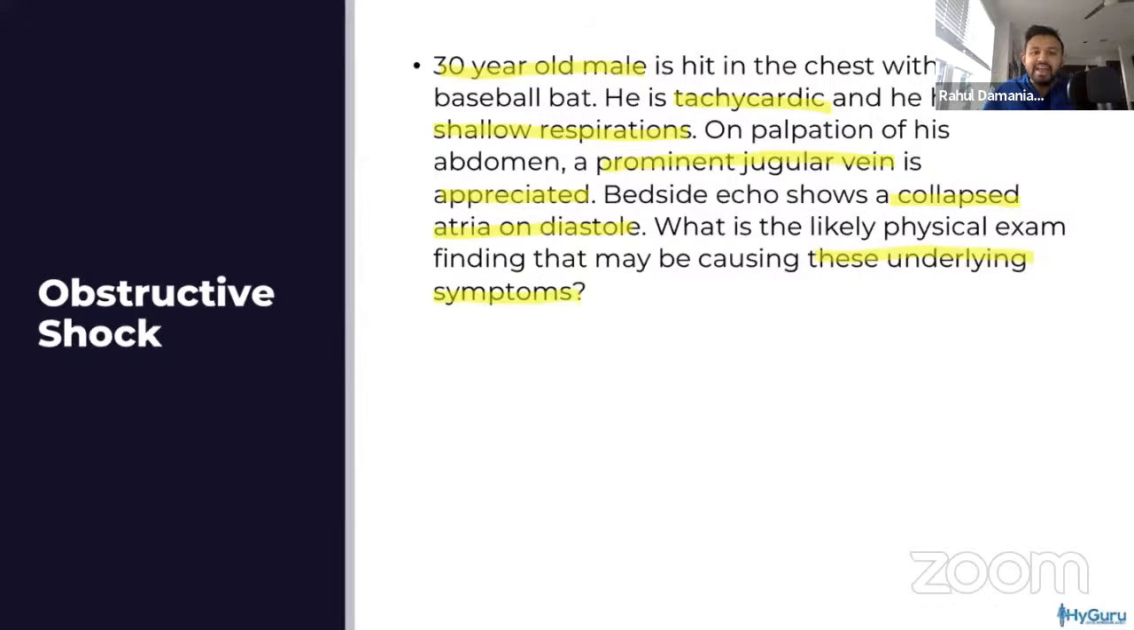Go ahead in the chat and tell me, what do you think the diagnosis is here? I'll give you a little bit of time. Go for it.